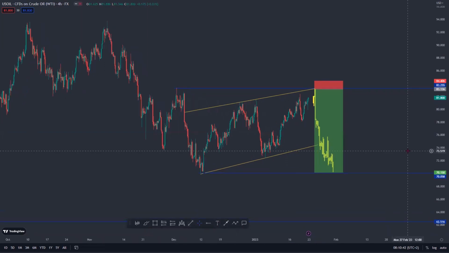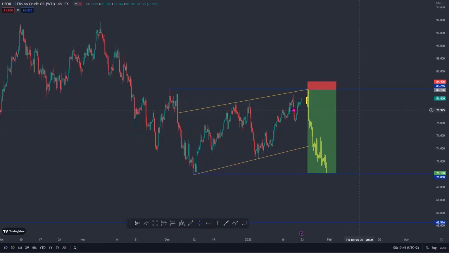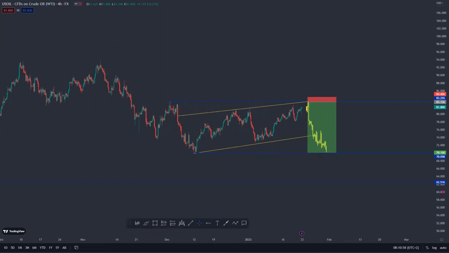So on this one, I don't really need to go to the lower time frame. I just have to be patient and wait for the market to reach here. Then I'll start looking forward for sell opportunities. So this is our US oil.